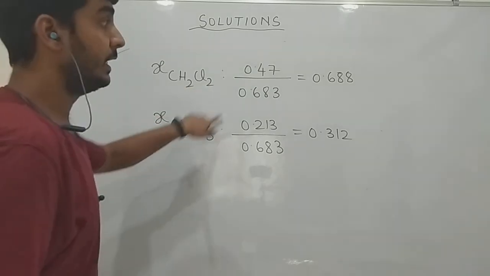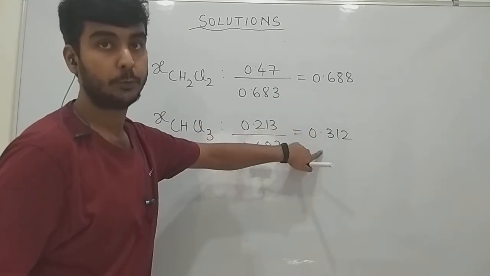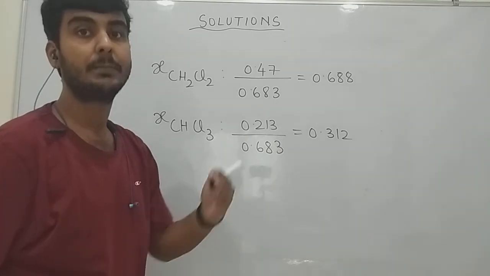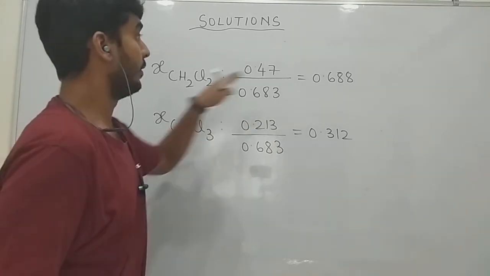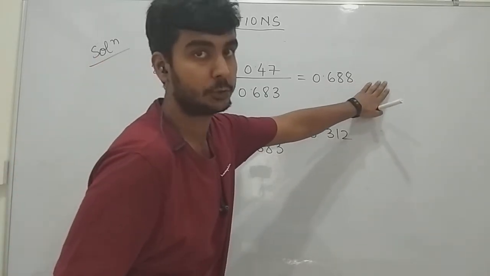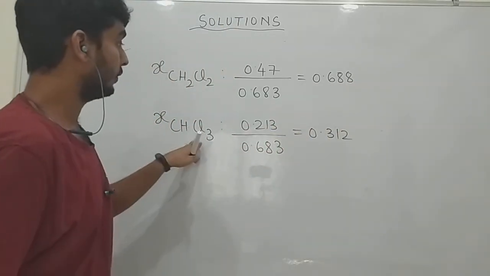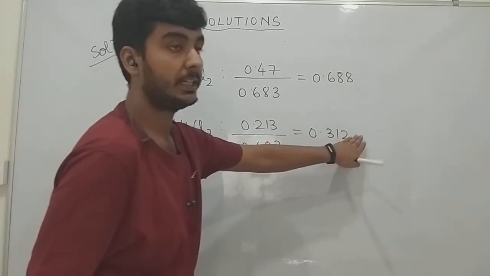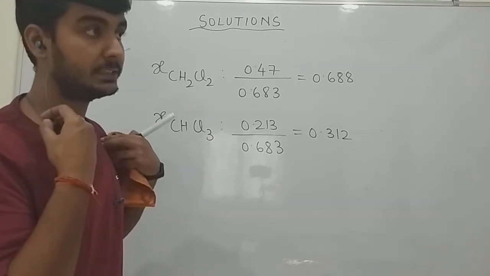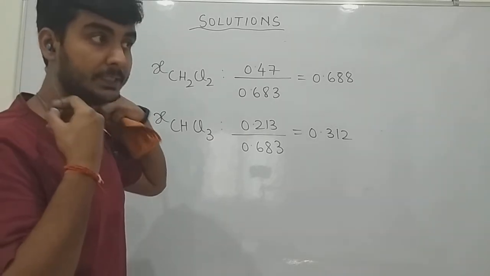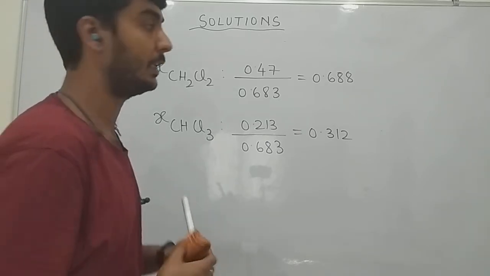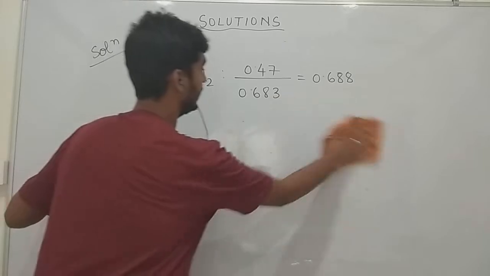How can we calculate it? We know their mole fractions in solution. We will simply multiply it with their vapor pressure in pure state, that is, mole fraction of CH2Cl2 into vapor pressure of CH2Cl2, and mole fraction of chloroform CHCl3 into vapor pressure of CHCl3. This is how you can get the partial pressure of these two components, and when we add them we will get the total pressure. So let us do that.